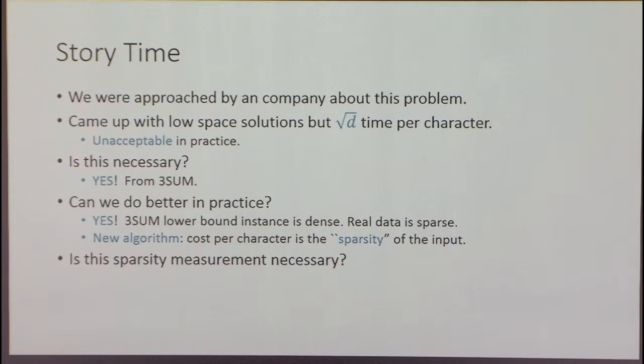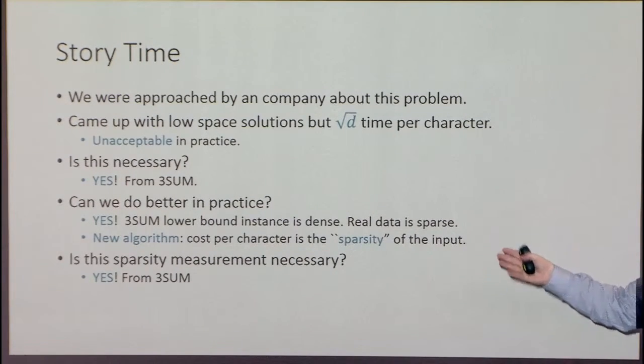And then a natural question to ask is, can we do better than the sparsity measurement? Or is the sparsity measurement somehow necessary? And again, the answer is yes. We show a reduction, a lower bound from threesome, showing that for any graph, any family of graphs with this specific sparsity, there are instances where solving them faster than just the sparsity time would solve threesome faster than quadratic time. So it looks pretty positive, right?